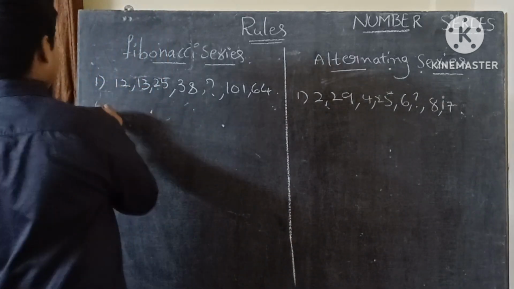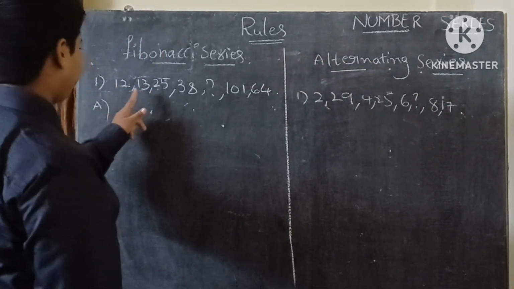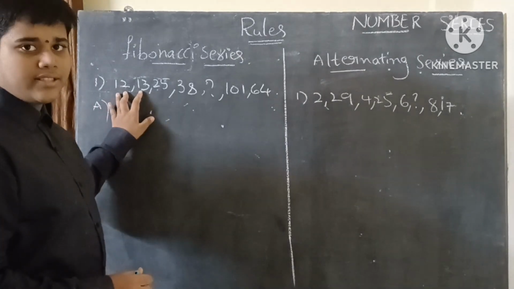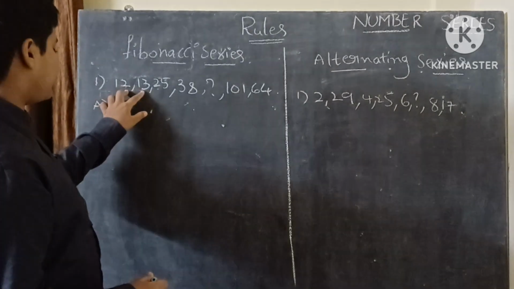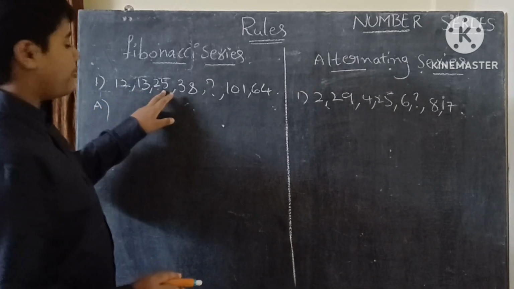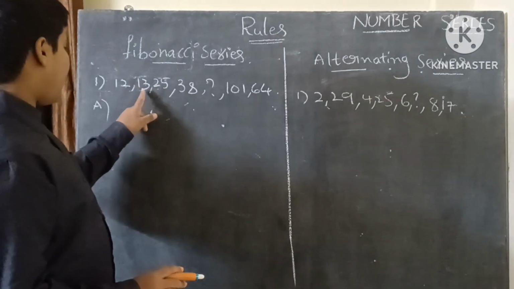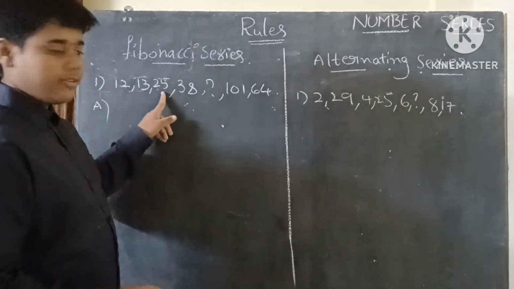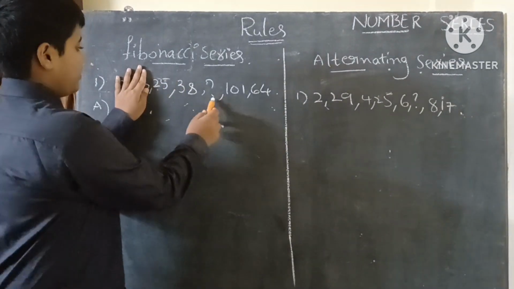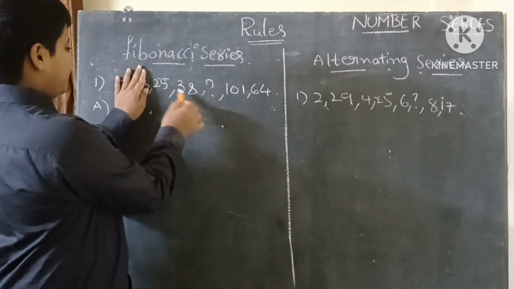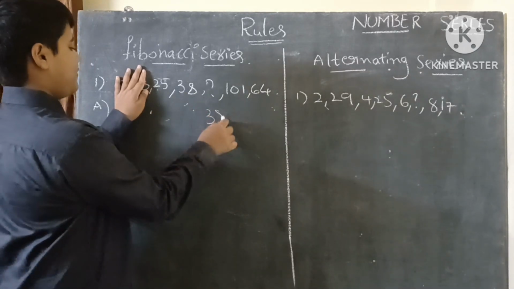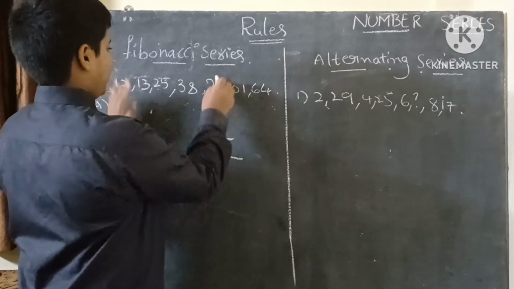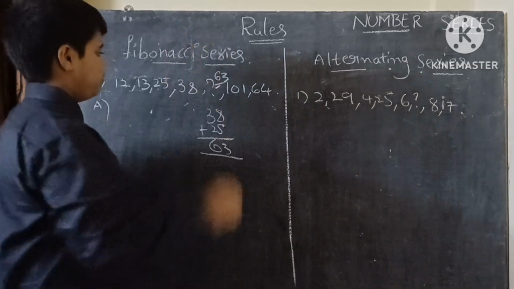And if we say here, first question: 12, 13, 25, 38. If you see here, first these two are digits. If we add these two numbers, it becomes 25. And if we add these two numbers, it becomes 38. So if we add these two, we have to add these two numbers for getting this number. So 38 plus 25, 63. So the unknown number is 63.